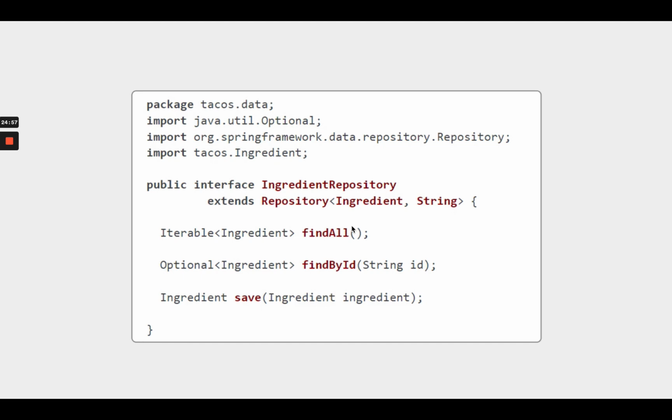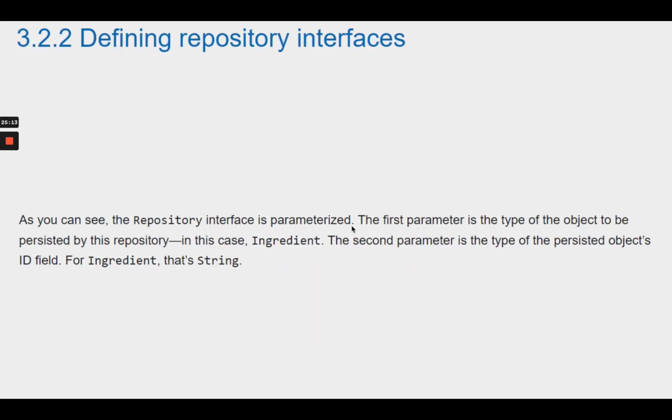At the very least, our repository interfaces will need to extend Repository so that Spring Data knows to create the implementation automatically. For example, here's how you might write IngredientRepository such that it extends Repository. As you can see, the Repository interface is parameterized. The first parameter is the type of the object to be persisted by this repository, in this case, Ingredient. The second parameter is the type of the persisted object's ID field. For Ingredient, that's String.